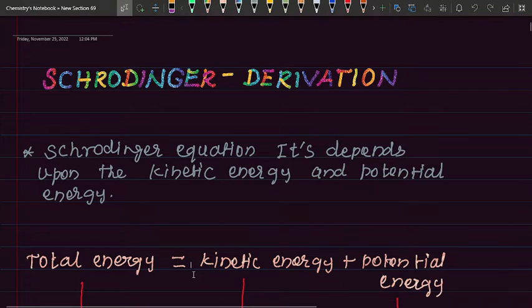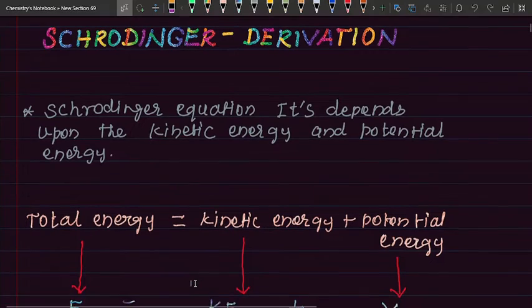Welcome to Chemistry Wide. Today we will see the Schrodinger derivation, or Schrodinger equation. The Schrodinger equation depends upon the kinetic energy and potential energy.